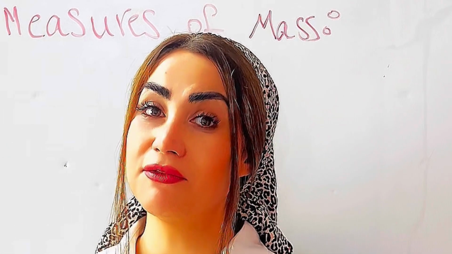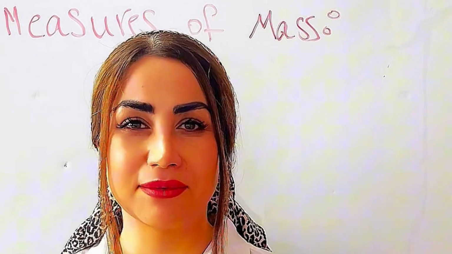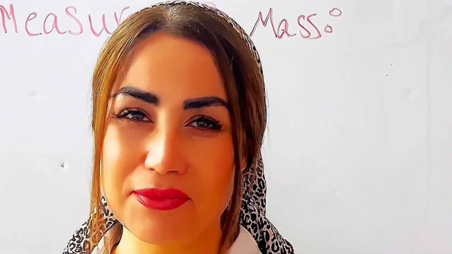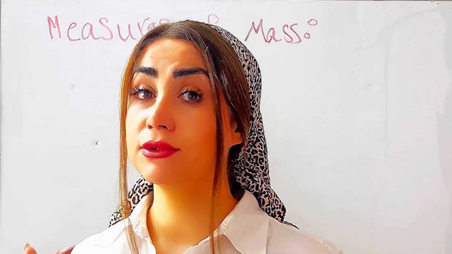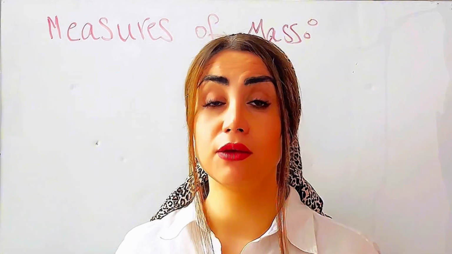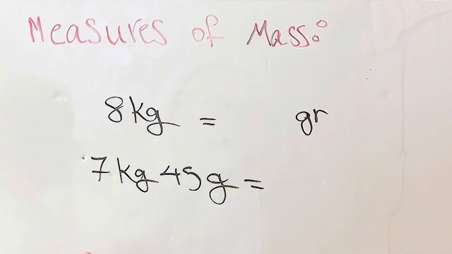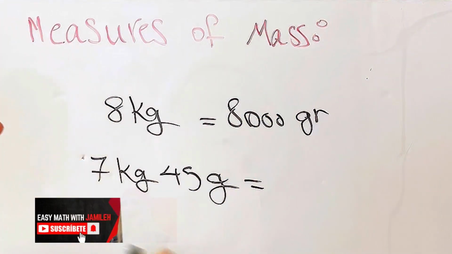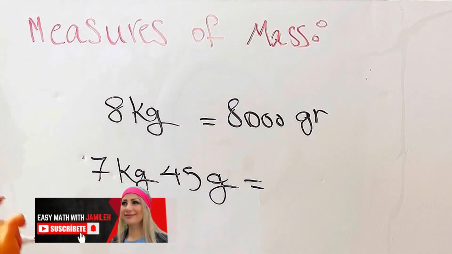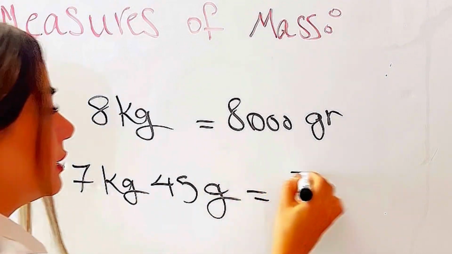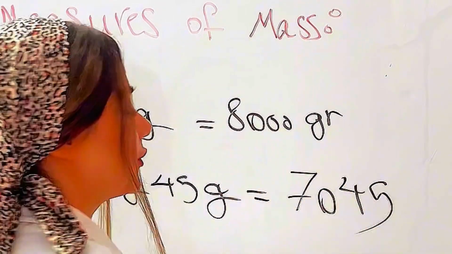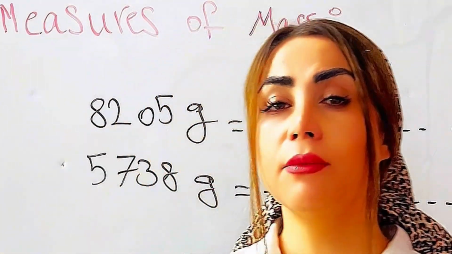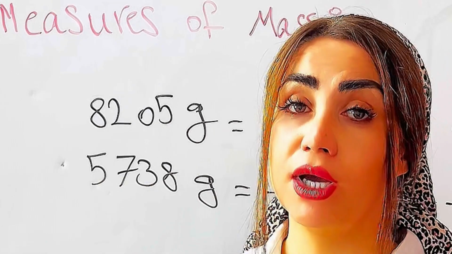Now let's talk about converting between kilograms and grams. It's actually super simple. To go from kilograms to grams, just multiply by 1000. As an example, 8 kilograms equals 8000 grams. Or 7 kilograms 45 grams equals 7045 grams. To go from grams to kilograms, divide by 1000.